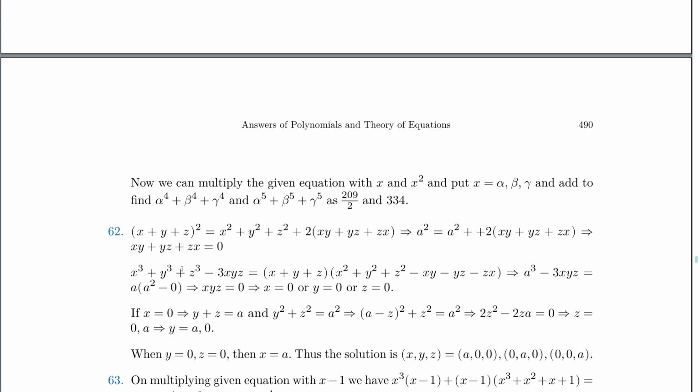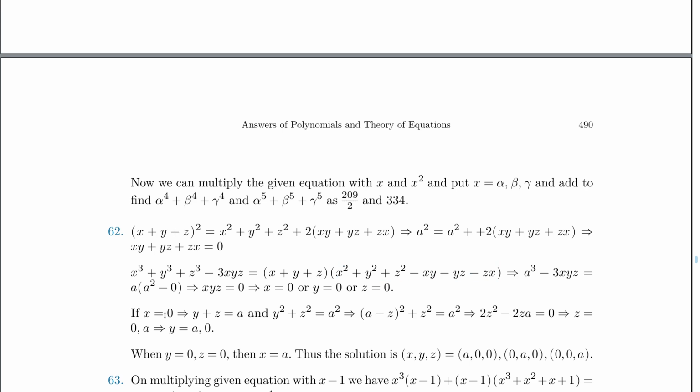Now x cube plus y cube plus z cube minus 3xyz is equal to (x plus y plus z) into (x square plus y square plus z square minus xy minus yz minus zx). Now this is a cube, and this is a square, and this is 0. So that means xyz will be 0. Now xyz is equal to 0 means one of x, y or z is 0.